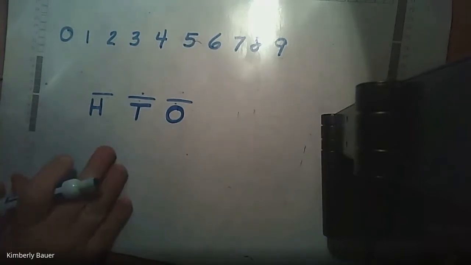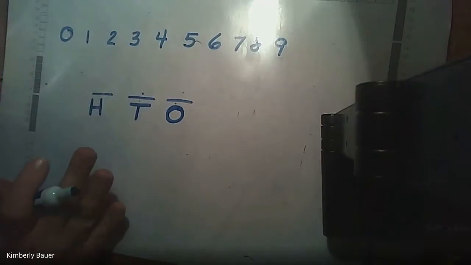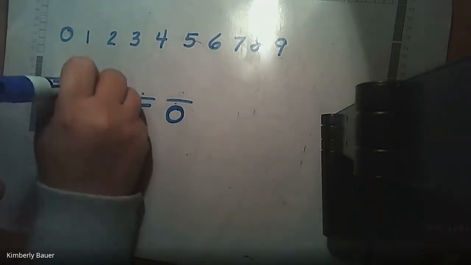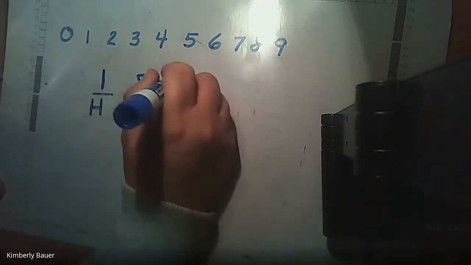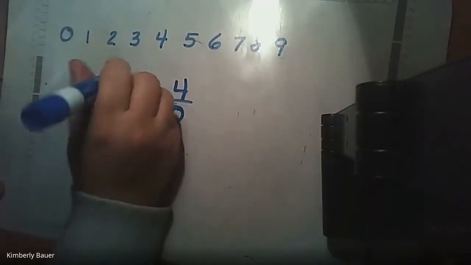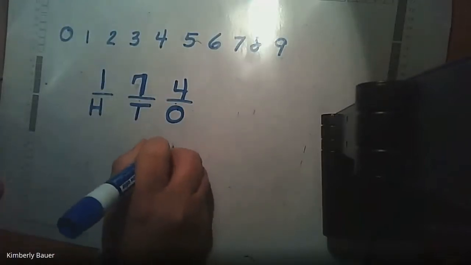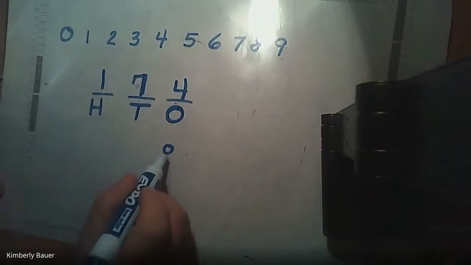I'm going to change this number now. 174. We'll change it around a little bit. 174. Now, just like before, I'm going to start at the ones place, and I'm going to draw the quick 1. And the quick 1 is just a circle. But this time I have 4.